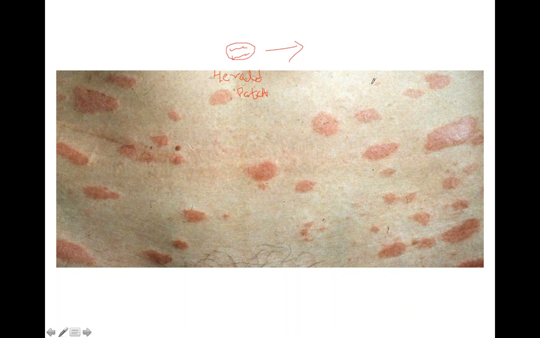Like tinea versicolor, potassium hydroxide will show spaghetti and meatball. There is a fungal infection, but this is not tinea versicolor. The potassium hydroxide test will be negative. No treatment is required. So that's pityriasis rosea. Next we have rosacea.